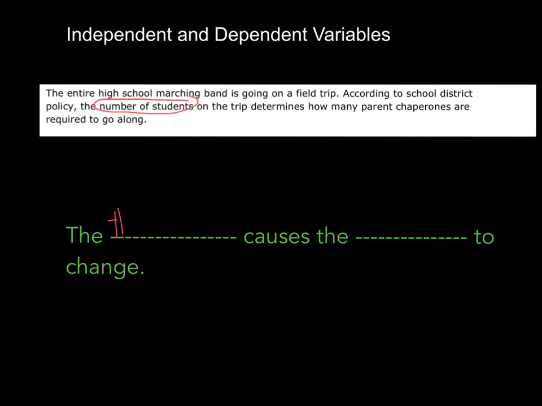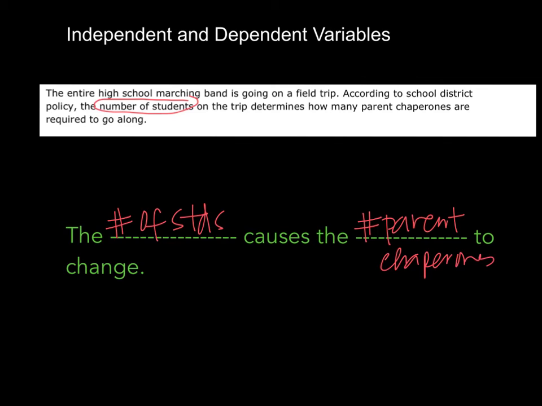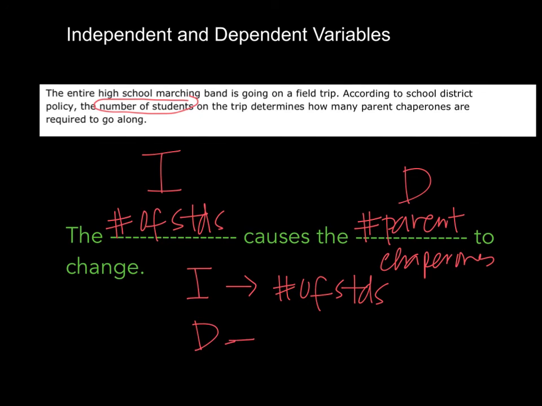So then the number of students causes the number of parent chaperones to change. Therefore, which one is your independent? It's always ID. So your independent variable would be the number of students, and then your dependent variable is the number of parent chaperones.